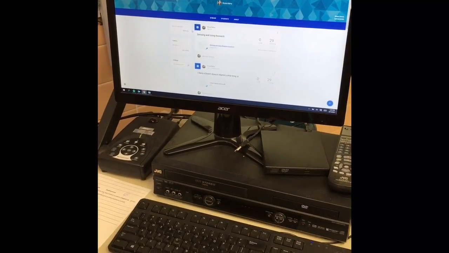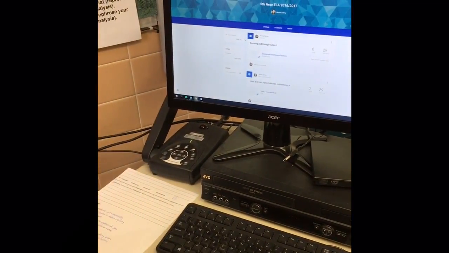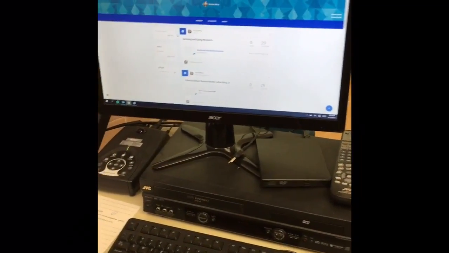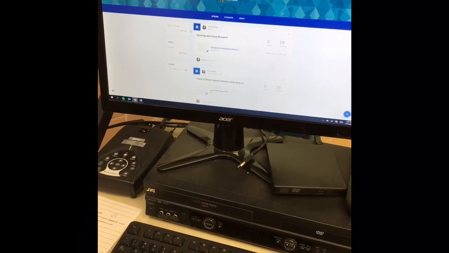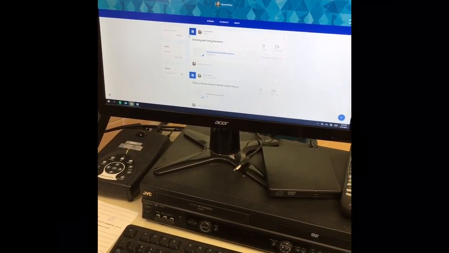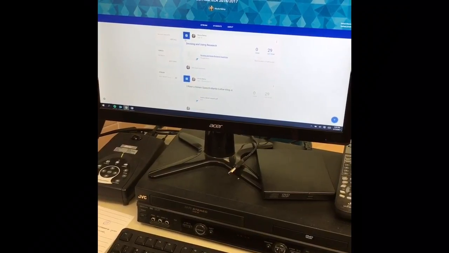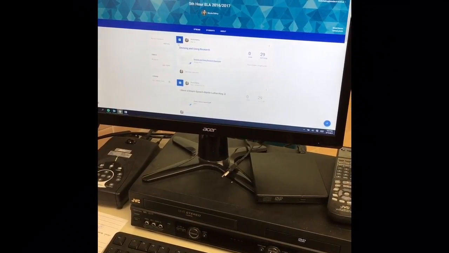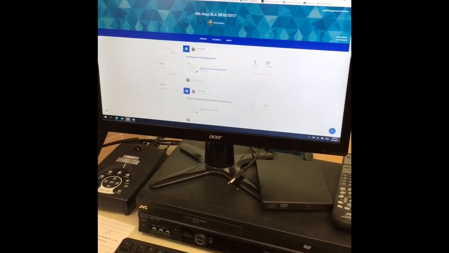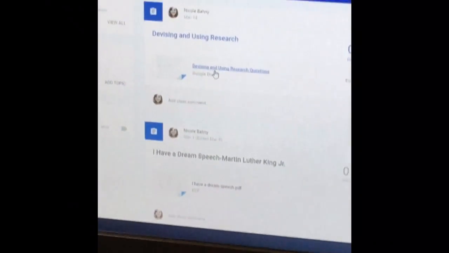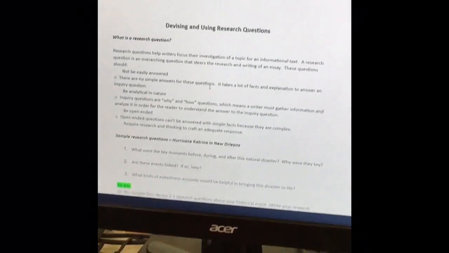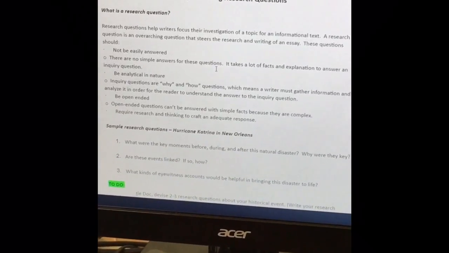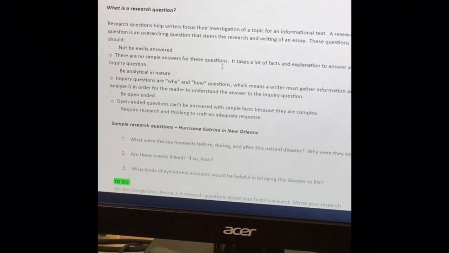Okay, so this is going to be your lesson for the day. You're going to want to log into your Google Classroom. Right now I have 5th hour, but 3rd hour is available, so a 7th hour and 4th hour, of course. So what you're going to do is go to this first document here. You're going to open it up, and you're going to see devising and using research questions.